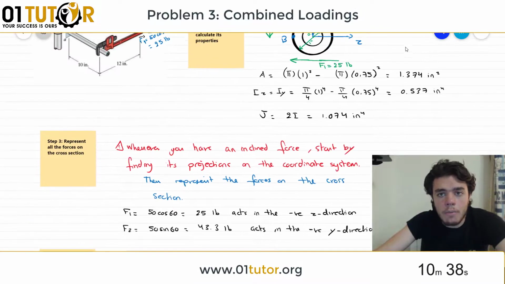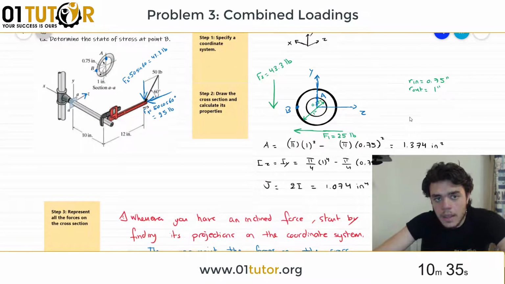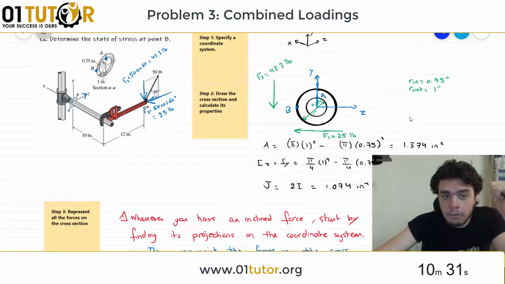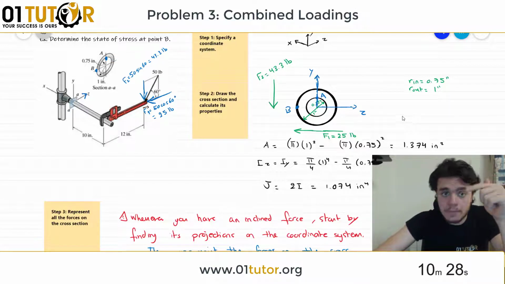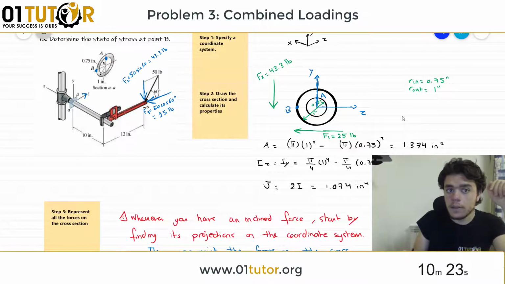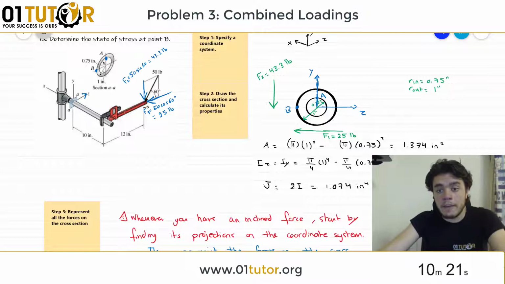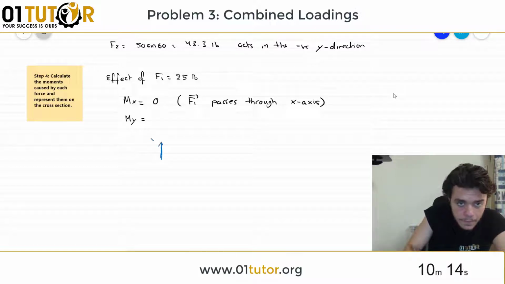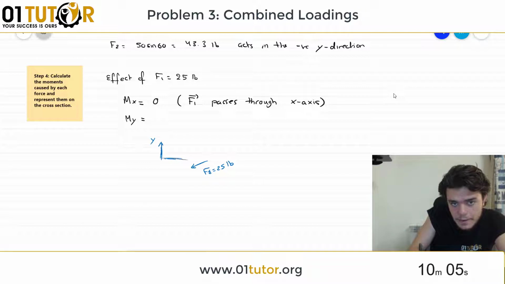Now what about My? Does F1 create any moment about the y-axis? F1 is not parallel to the y-axis, otherwise it would be in the vertical direction. It doesn't pass through the y-axis, because if you continue the F1 vector, you're not going to hit the y-axis, which is the vertical axis. Therefore, there is a moment created by F1 about the y-axis. To find the magnitude of this moment, let's draw the y-axis in here, and draw the force F1, equal to 25 pounds. The distance that we're going to use is the perpendicular distance between these two.